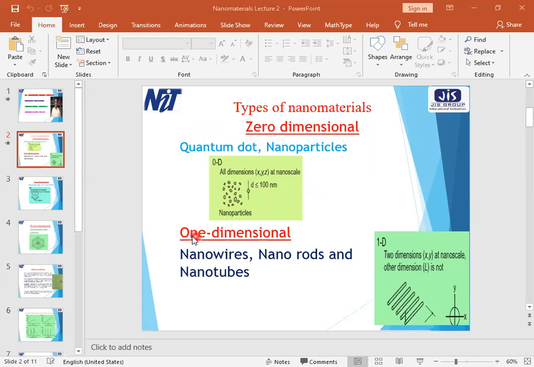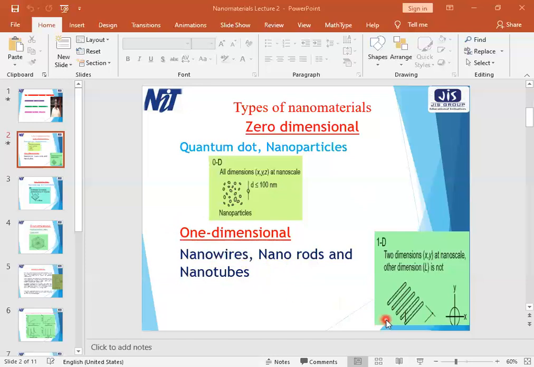Now, one-dimensional nanomaterials. One-dimensional nanomaterial means one dimension will be seen in the bulk region. That means one dimension will be a bigger dimension which can be seen. That will not fall under the nano range. The other two dimensions will be between 1 to 100 nanometer. As one dimension will be seen to us, that is why we are naming this one-dimensional nanomaterial. The examples are nanowires, nanorods, and nanotubes.